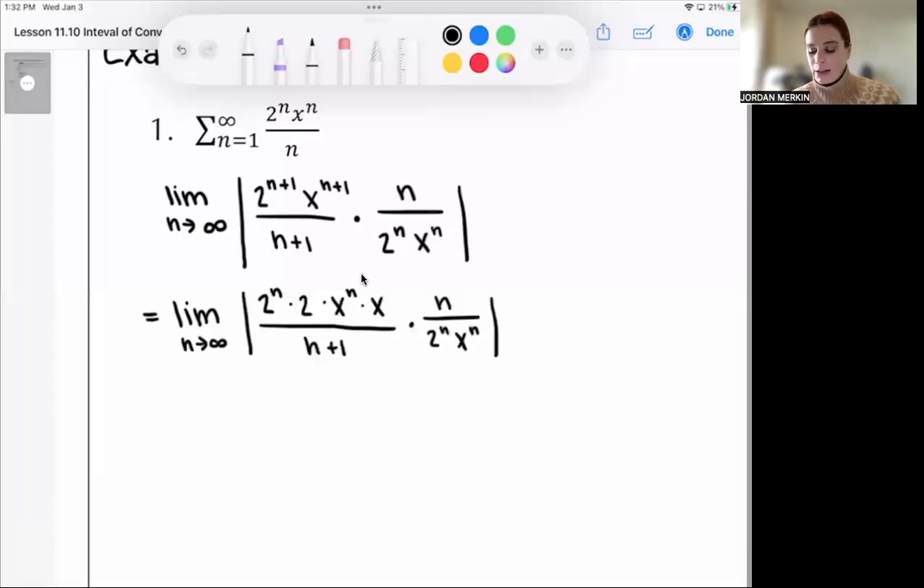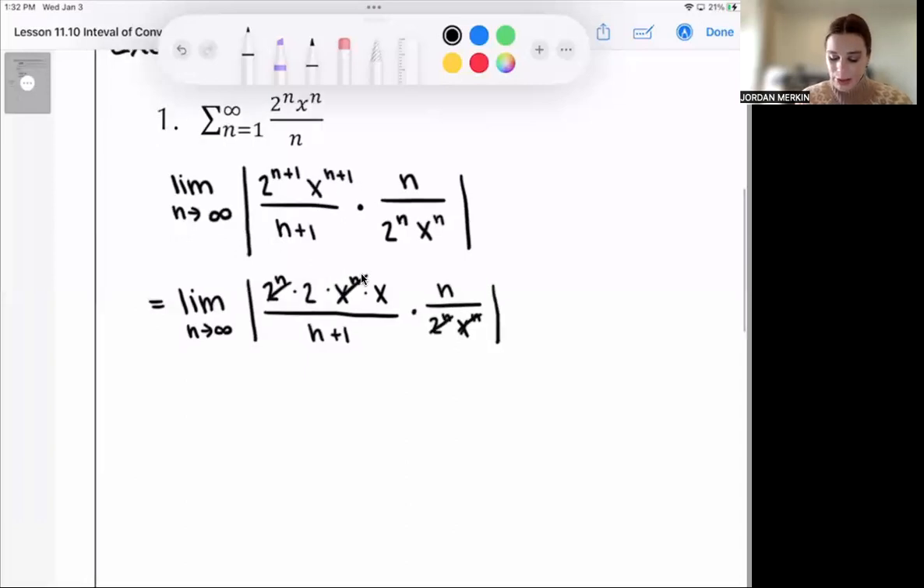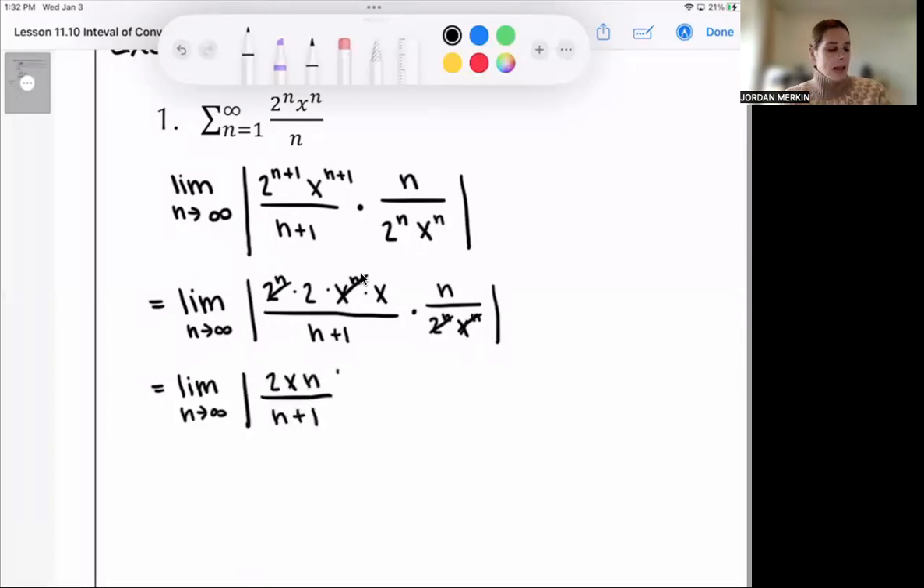All right, we get lots of good cancellation. We end up with the limit as n approaches infinity of the absolute value of 2x times n over n plus 1. Okay, now we can evaluate this limit. So this would just be the absolute value of 2x, since the degree of the numerator and denominator are equivalent.